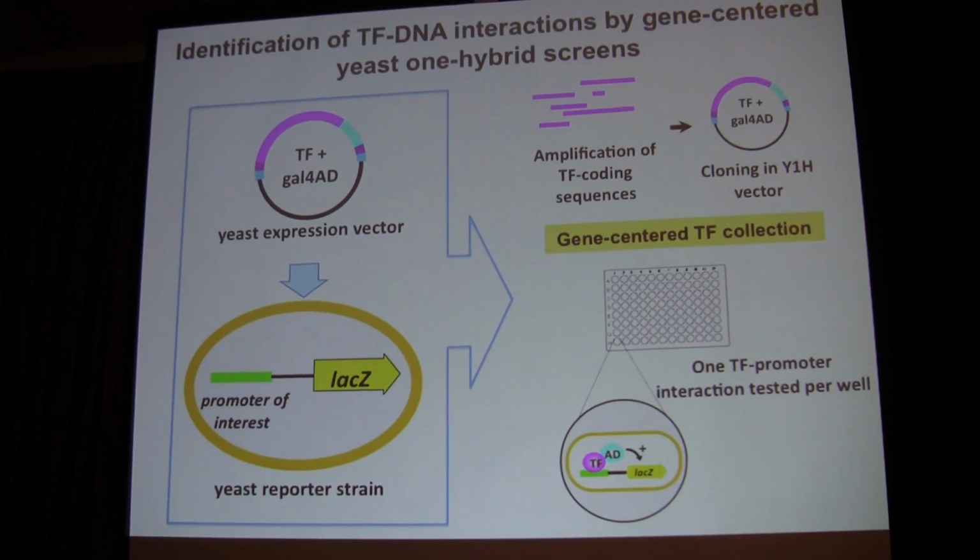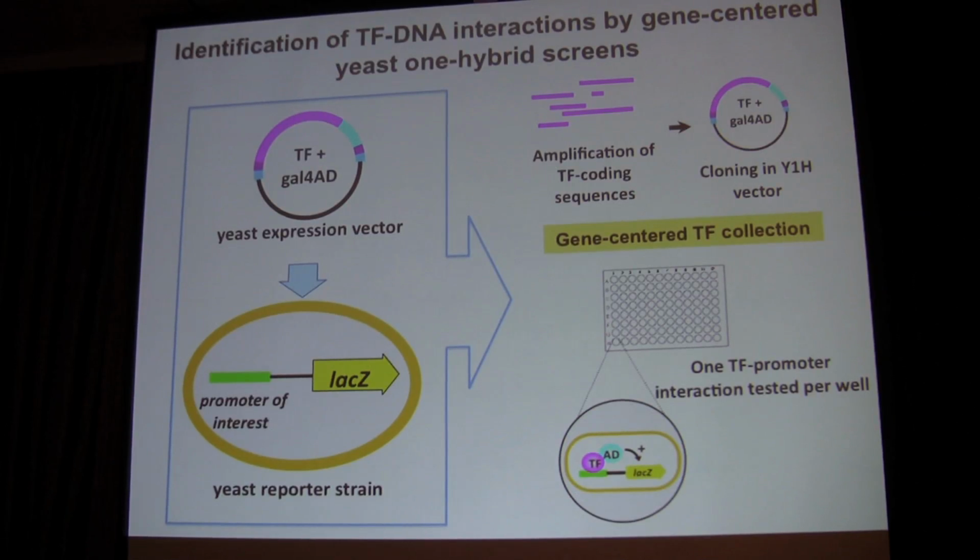to establish a gene-centered approach where we could first clone every single Arabidopsis transcription factor in a vector, of course, compatible with these one-hybrid screens. And then we would organize those transcription factors in 96-well plates, as we originally thought about it, such that in each well of this 96-well plate, we can test the interaction between our promoter bait and one single transcription factor.